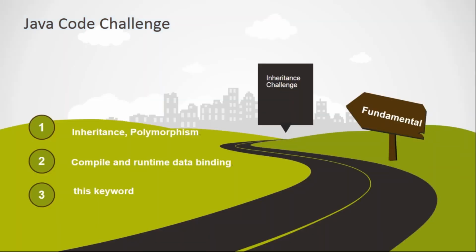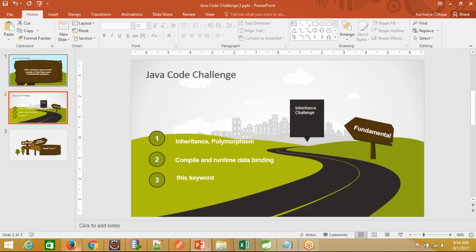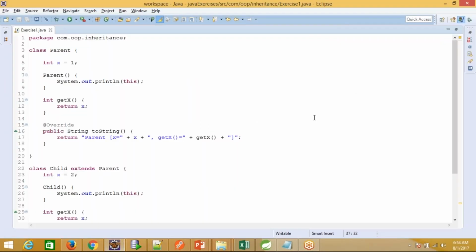So the question is related to an inheritance challenge, and this covers a few concepts like inheritance, polymorphism, compile and runtime data binding, and the this keyword also. So let's jump into the programming part itself, into the IDE. So here is the program for you guys.